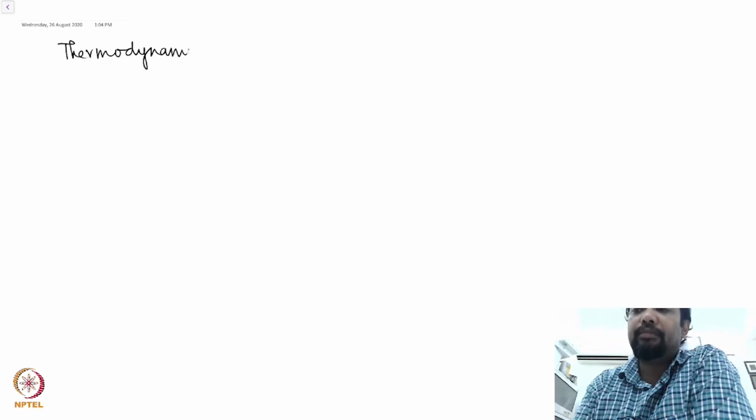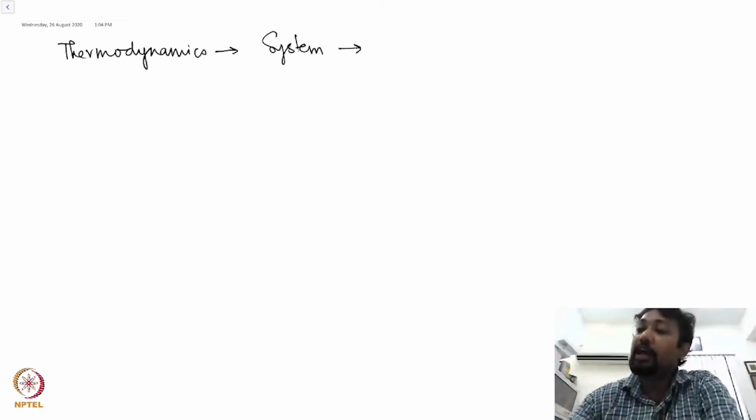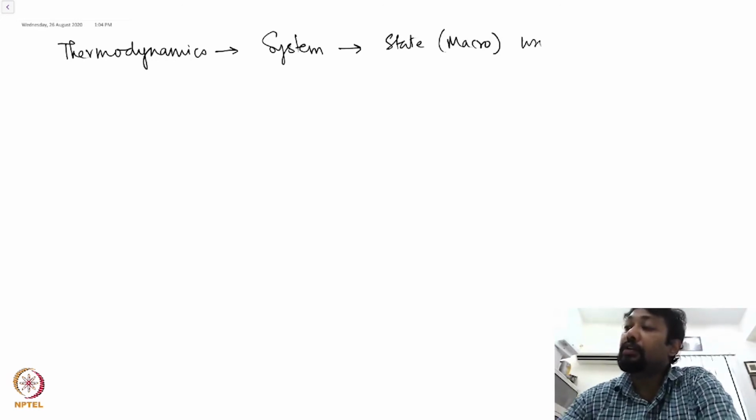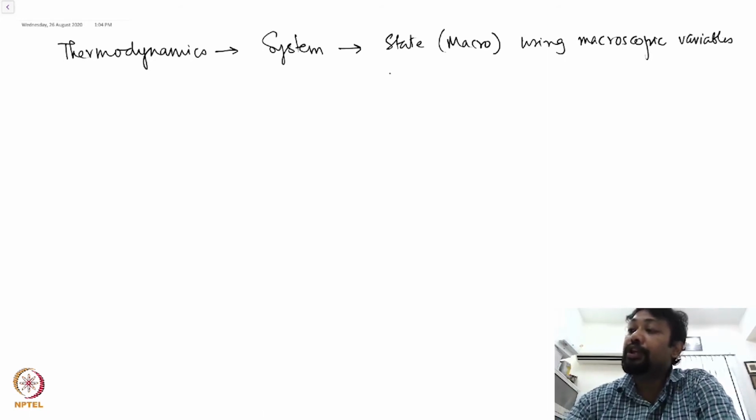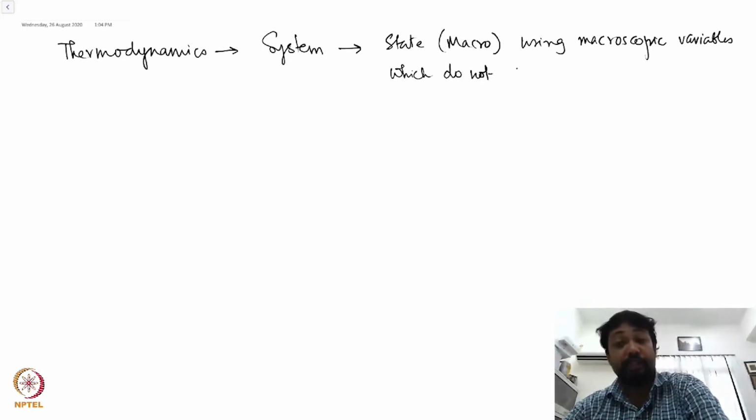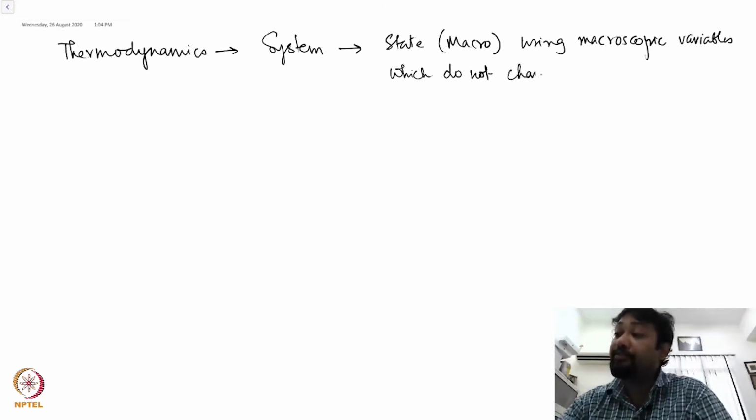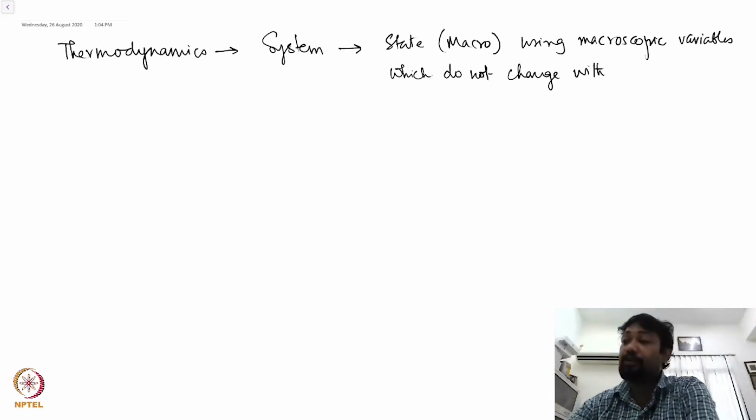So therefore, we have the following idea on thermodynamics. Given a system, if I want to describe it using the framework of thermodynamics, I will define the state of a system, which is a macrostate, using macroscopic variables which do not change with time. Again, I repeat that this is a very important property. In statistical mechanics, what we shall see is that fluctuations in these physical variables are very, very important, and we shall use these fluctuations.